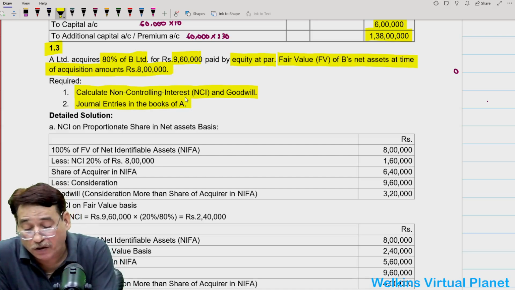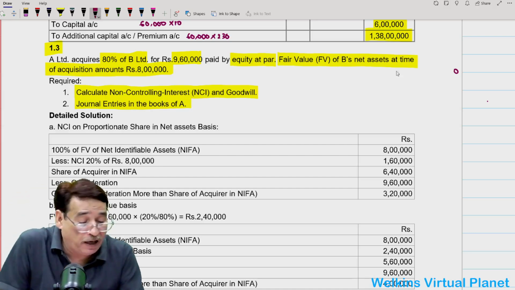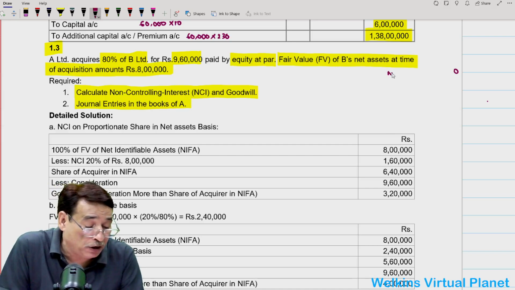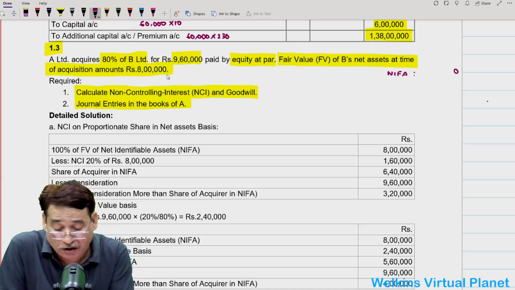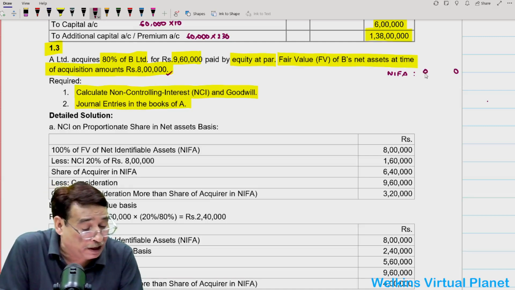So in this particular question, as usual, first of all, I am going to note down the NIFA on the date of acquisition. Net identifiable assets of the acquiree company on the date of acquisition in this particular case happen to be 8 lakh. Correct? So I will write here 8 lakh.